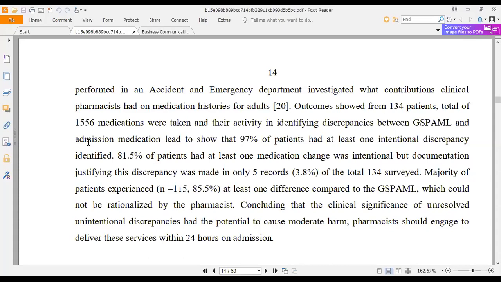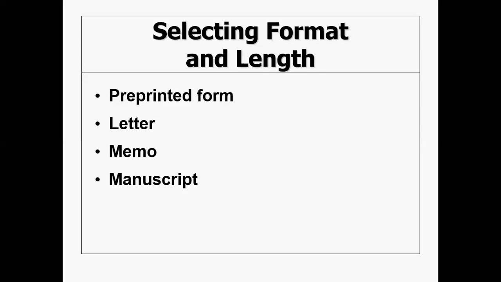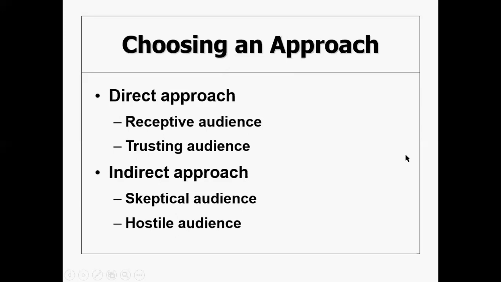So all of this discussion was about the formatting of different kinds of reports, and this is very important when we talk about the manuscripts and different letters and memos. Okay, so when we talk about choosing an approach to write a particular document, there can be two approaches. One is direct approach, number two, indirect approach.